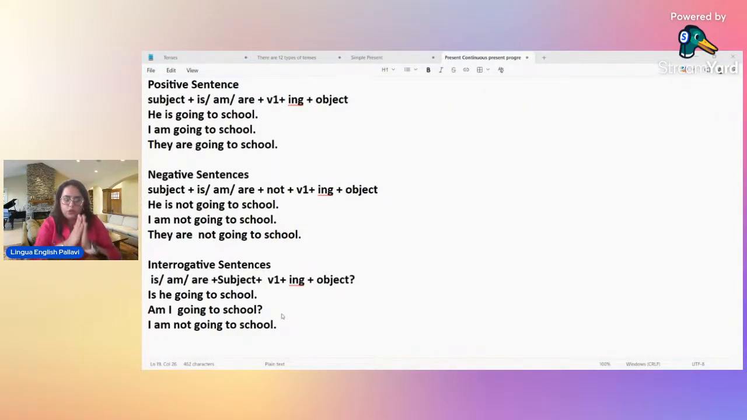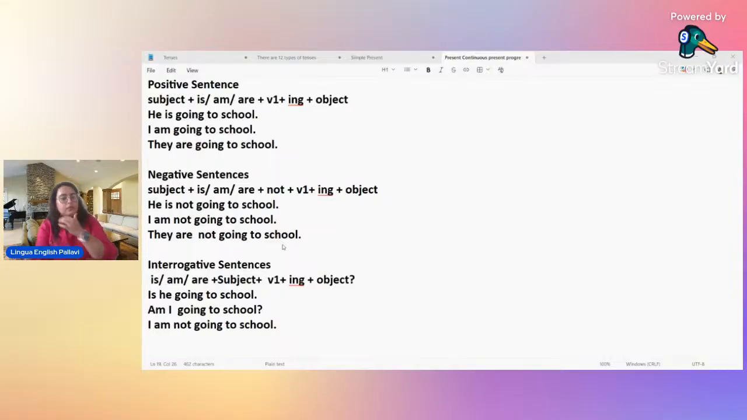For positive, the rule is subject plus is, am, are. That means as per the subject, you can think of using is, am, are plus v1 plus ing plus object. So he is going to school. I am going to school. They are going to school. For negative sentences, it will be subject plus is, am, are. Just I'm going to add not, plus v1 plus ing plus object. So he is not going to school. I'm not going to school. They are not going to school. Just by adding not, it will be a negative sentence.